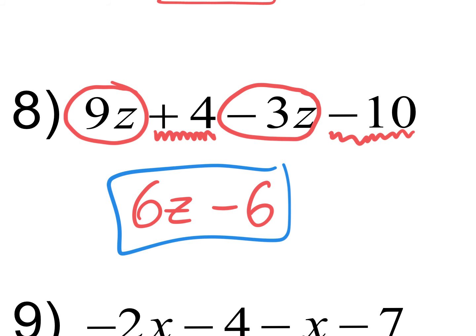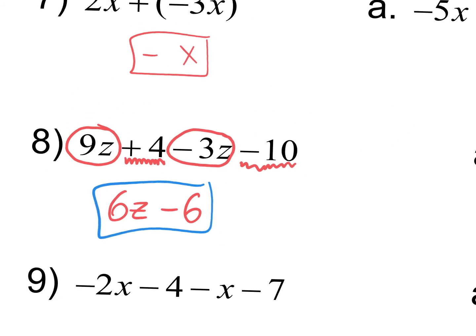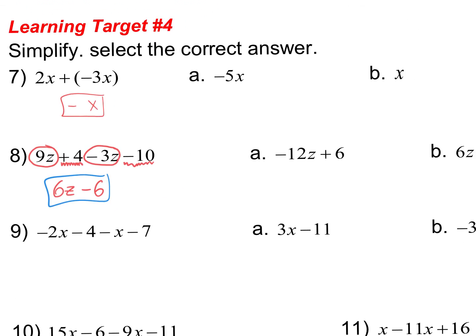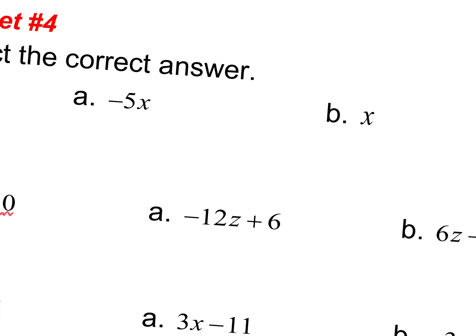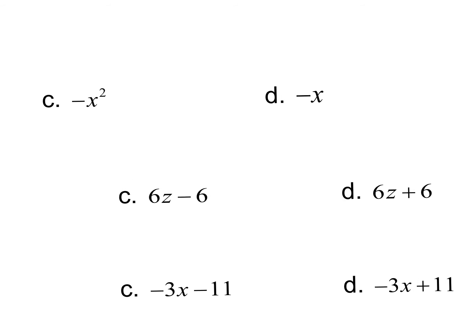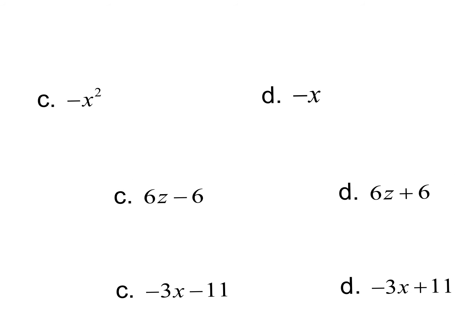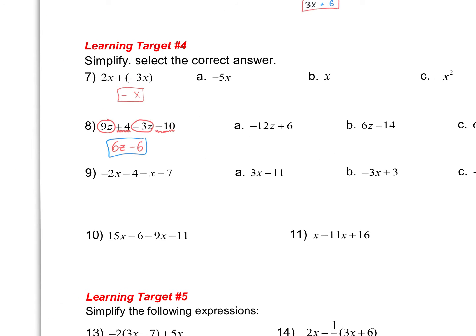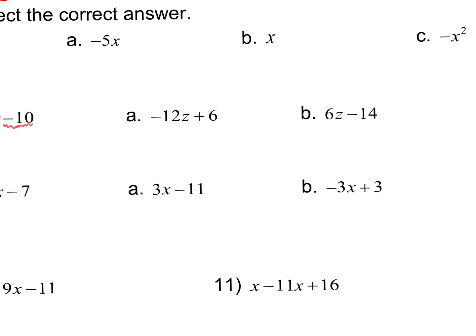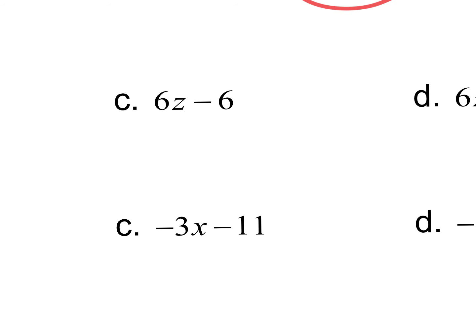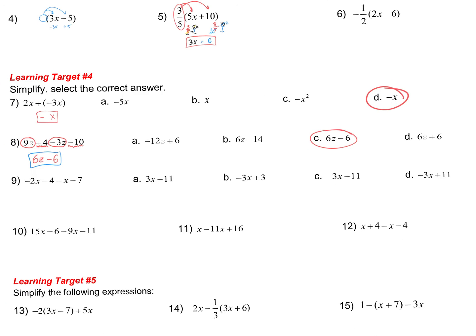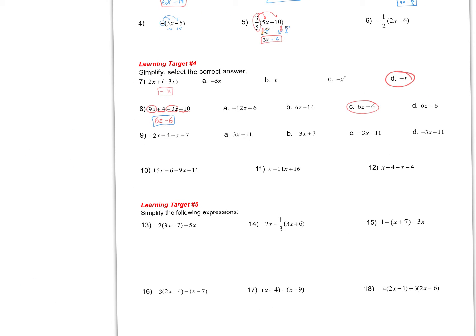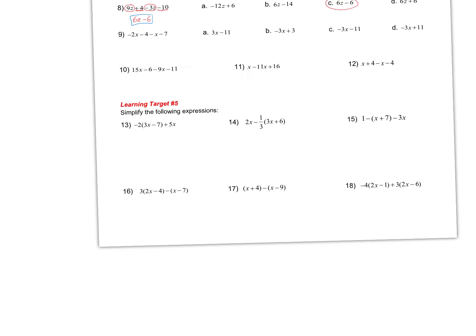By the way, these are multiple choice questions if you haven't noticed that. Like number 7, that's actually going to be this answer, negative x, is over here, option D. Option D is the correct answer for number 7. And number 8, 6z minus 6, where's that at? That's option C right there. Cool. So again, I'm skipping around. I'm not doing all these. You guys could do all these on your own if you'd like. Let's get to the fun part.